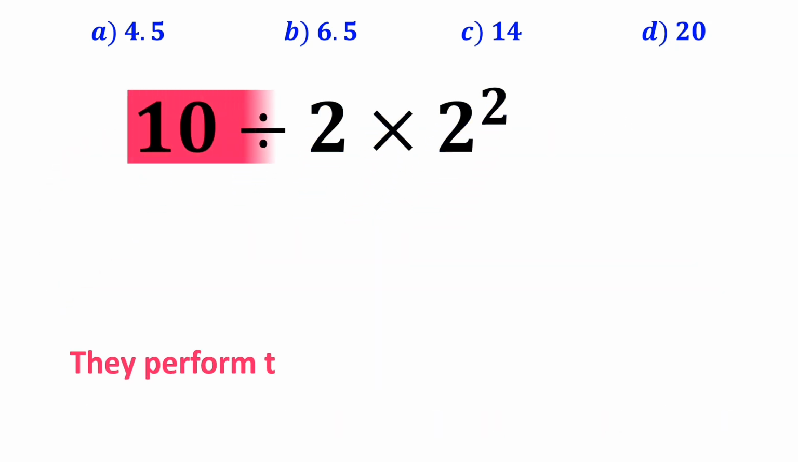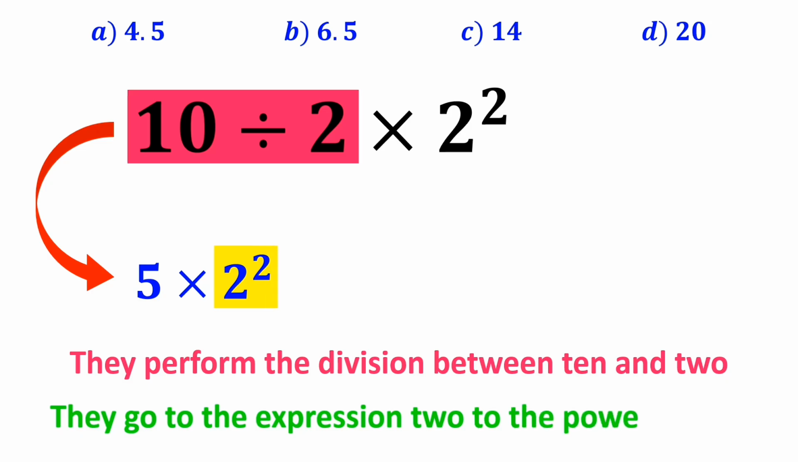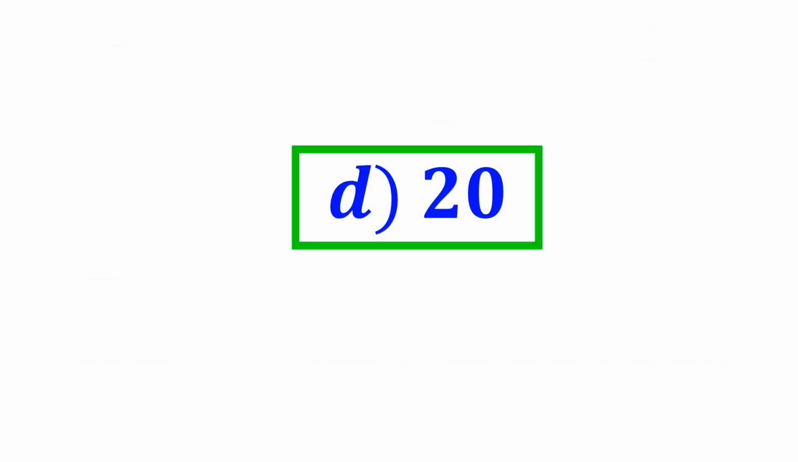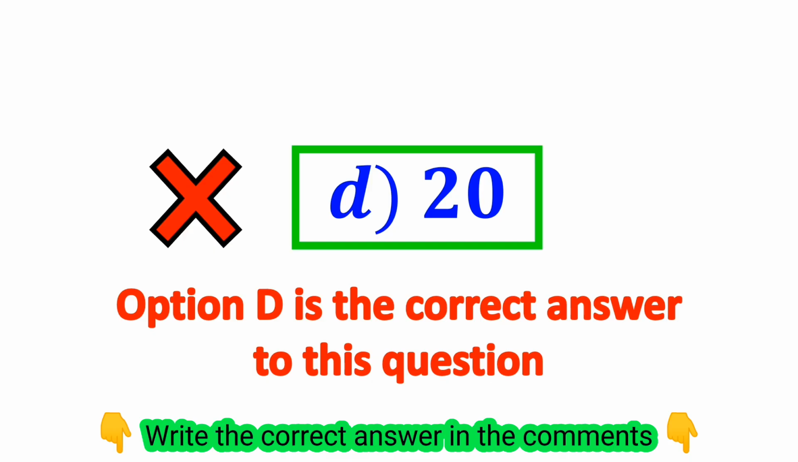Then, they perform the division between 10 and 2, and instead of this expression, they write 5 times 2 to the power of 2. And in the final step, they go to the expression 2 to the power of 2 and simplify this expression to 5 multiplied by 4, which ultimately gives them the answer 20. Then, without any hesitation, they quickly say that option D is the correct answer to this question. But this answer is absolutely wrong.